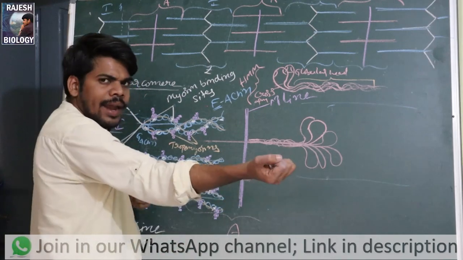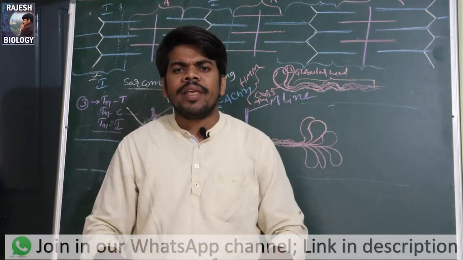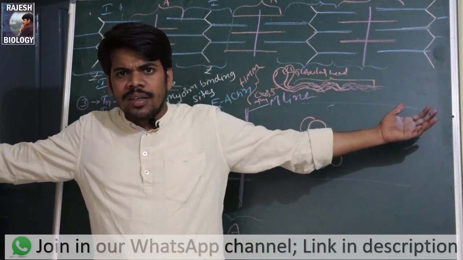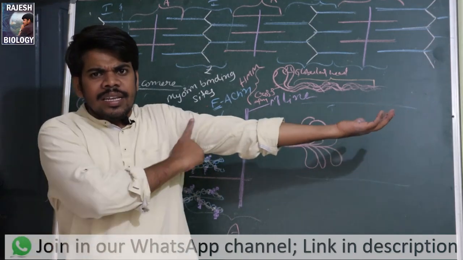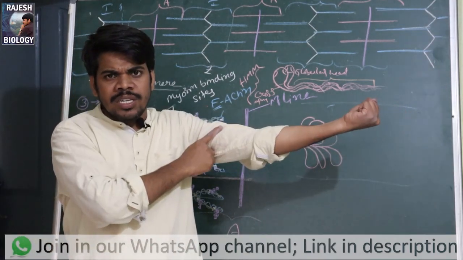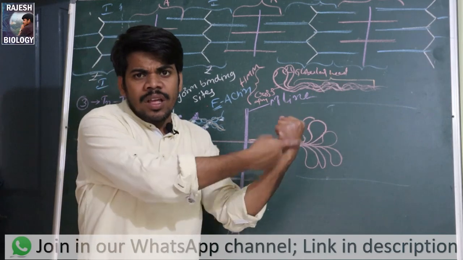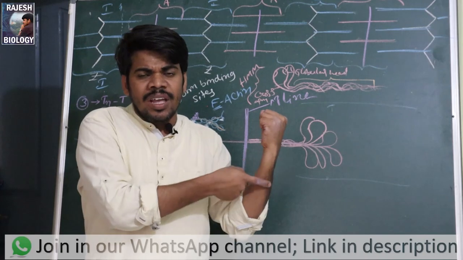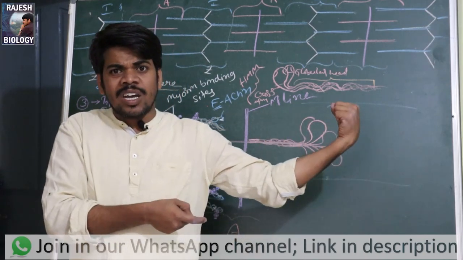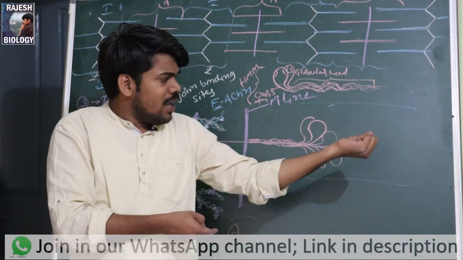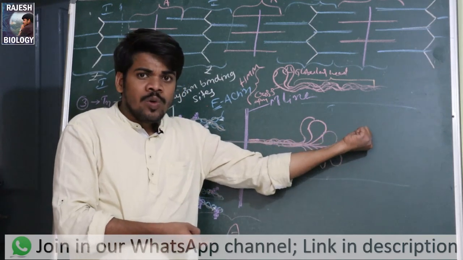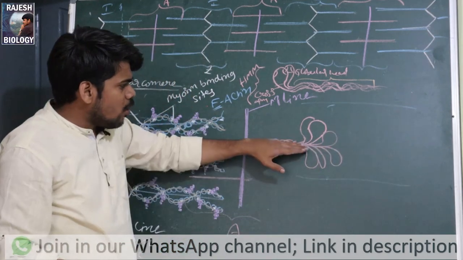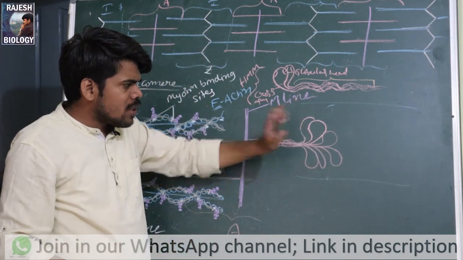For example, my body is the M line and both my hands are myosins. If it is one myosin, the arm is the light myosin. But my fist and my wrist are heavy myosin. My fist is the globular head and my wrist is the short arm. So it is in a cross posture, directed towards the actin like this. So the myosin heads are directed towards the actin.